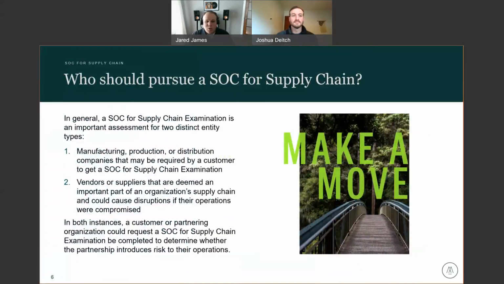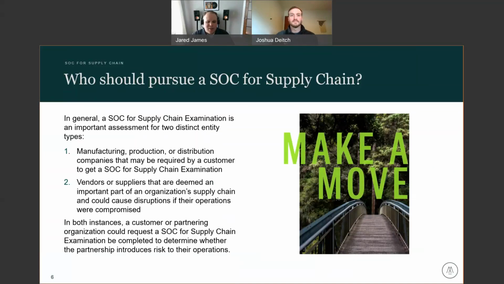So next, we want to talk about who should pursue a SOC for supply chain. Generally, for the SOC for supply chain examination, there are really two distinct entity types that this report would be very applicable to. The first group being manufacturing, production, or distribution companies that might be required by a customer or other organization to get a SOC for supply chain. If you are a key vendor in someone else's supply chain, they could be requesting that you get this type of examination and report done.